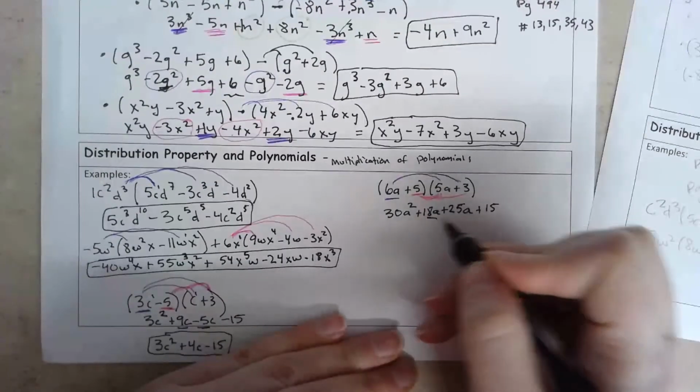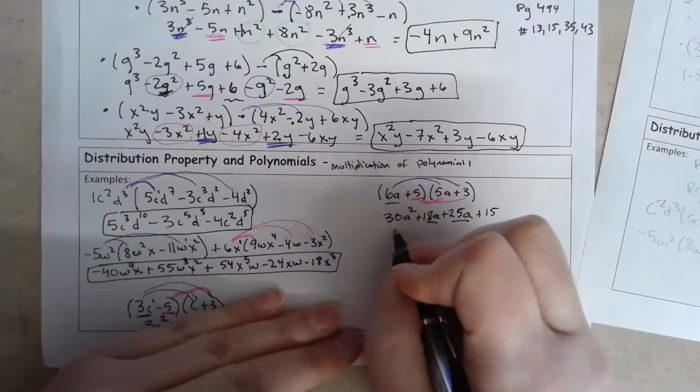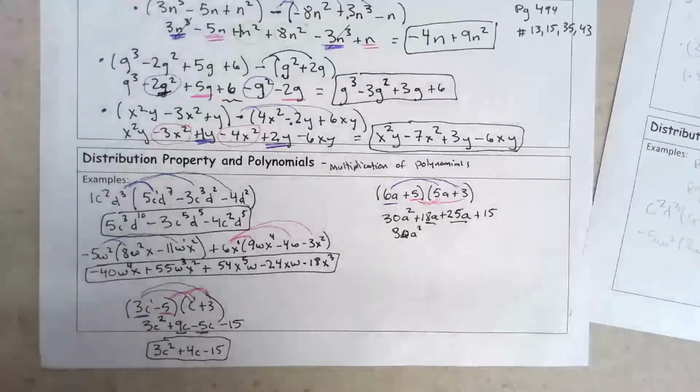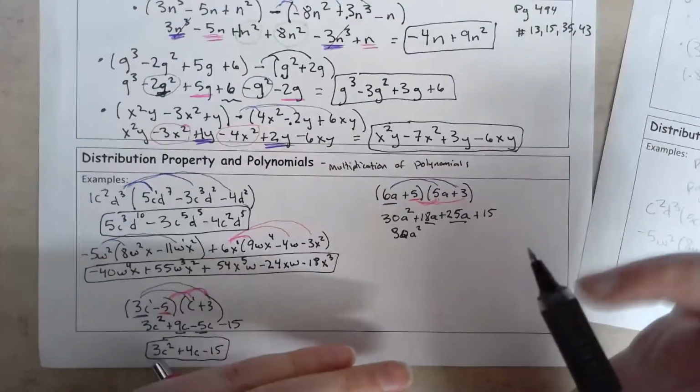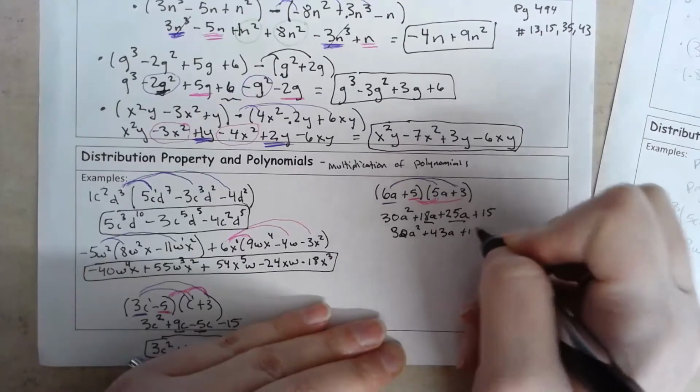And most times these two middle terms will be like terms and you can add them together. So 30a squared, 18 and 25 is 43a, plus 15.